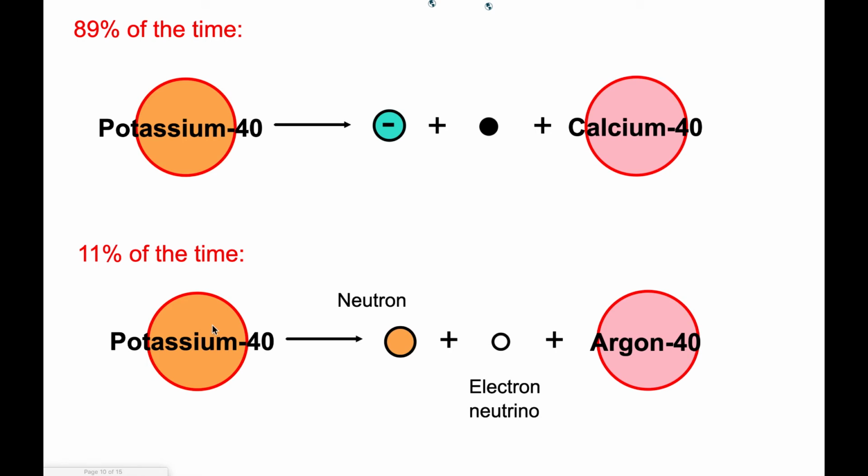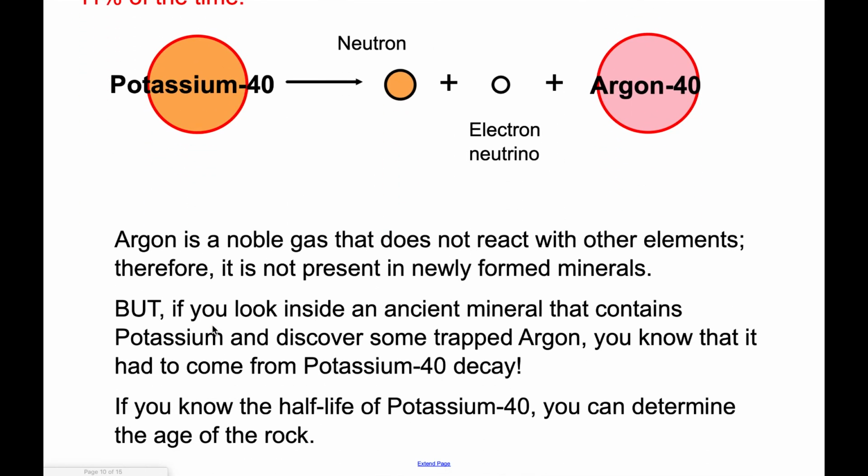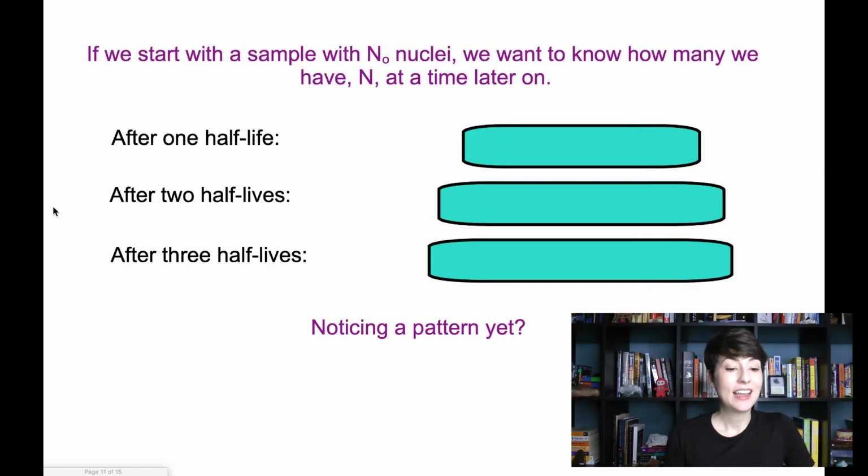Here's the interesting thing about argon, though. It's a noble gas, so argon will not form chemical compounds. If you have a sample of rock and there's argon present in it, the only way it got there was through the decay of potassium-40. If you know the half-life of potassium-40 and you know how much argon was present, you can determine the age of the rock. Let's say we start with a certain number of nuclei.